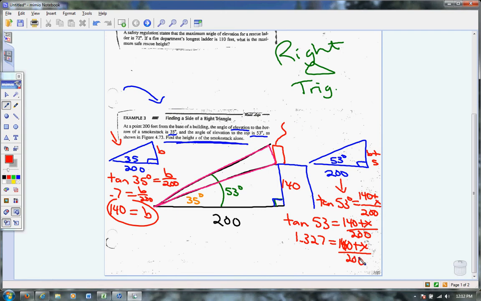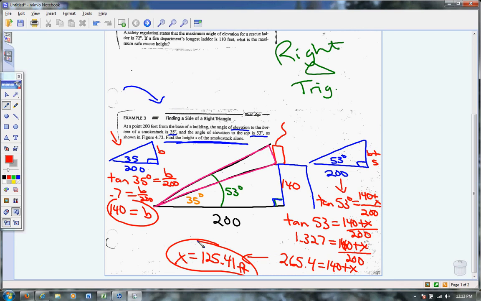Then I multiply both sides by 200, and I get 265.4 equals 140 plus x. And you can see now I have a simple algebra equation to finish solving. I subtract 140 from both sides, and I get that x equals 125.41 feet. That's the height of the smokestack. Okay? So it's basically just setting up two triangles, finding one, then going to the other one. It's a little bit different than the problem we went over with homework.